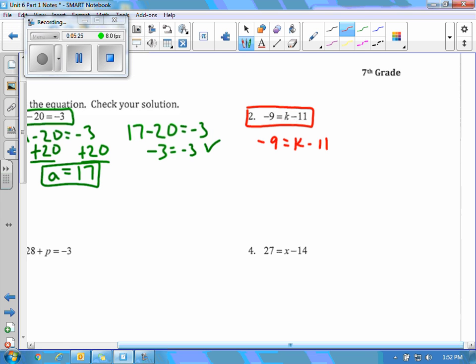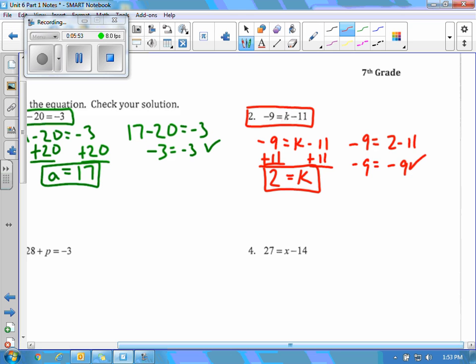I'm subtracting 11, so to undo that operation, I'm going to do the inverse, which is to add 11 to both sides. On the left side, negative 9 plus 11 is positive 2. On the right side, I just have k, because negative 11 plus 11 is 0. Now I can check this, so I'm going to do negative 9 equals 2 minus 11. I work that out, I get negative 9 equals negative 9, so I know I've done it correctly.